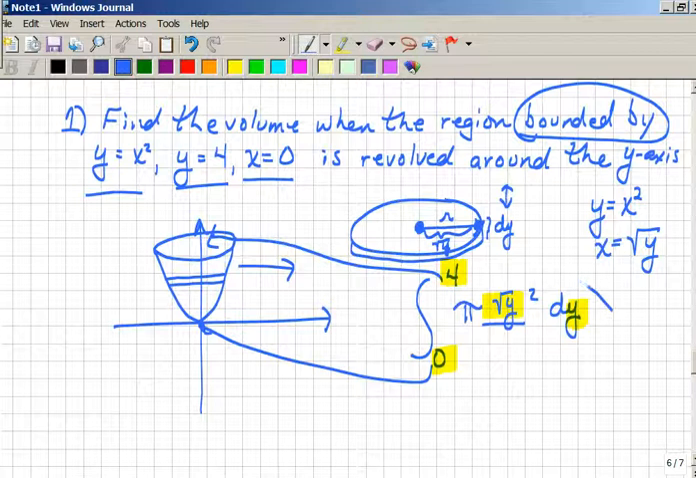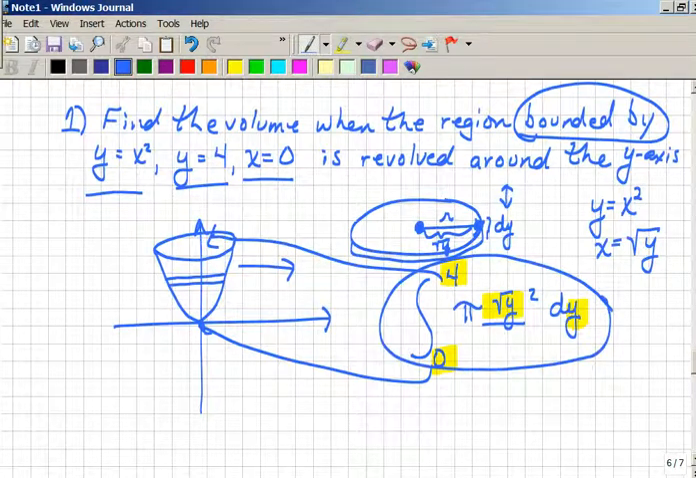Alright, after all that, there's our integral, which we can evaluate to find that volume. Well, the rest of it's really pretty easy. The setup of the problem is the hardest part. So let's integrate this. If you square the square root of y, you end up with just y. Now the pi, I always say, kick it out front. It's a constant. So this integral is the same as pi times the integral from 0 to 4 of y dy, because the square root of y squared is y.